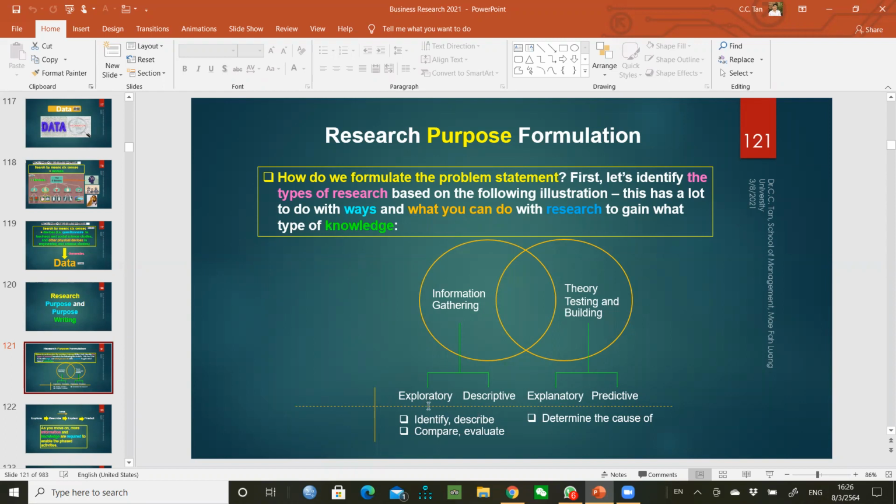Okay, and each of the areas has different words describing what is meant by exploring, identifying, describing, comparing, evaluating, determining the cause, and so on. There are so many other things. And that is where we can use those verbs to help us form a problem statement, right?